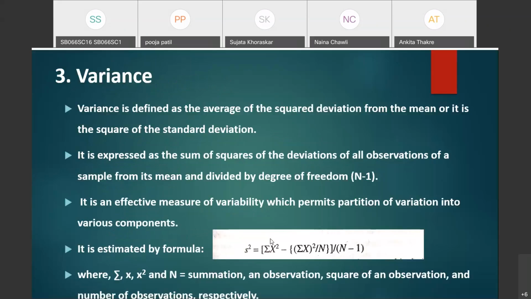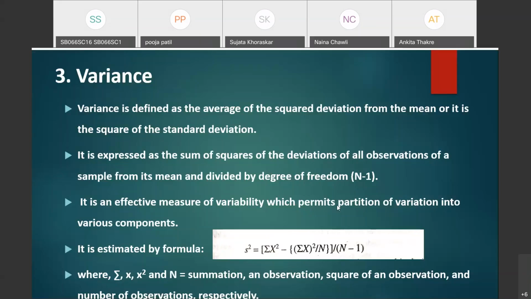Then the third one, variance. Variance is defined as the average of the squared deviations from the mean, or it is the square of the standard deviation. Generally the variance is expressed as the sum of squares of deviations of all observations.